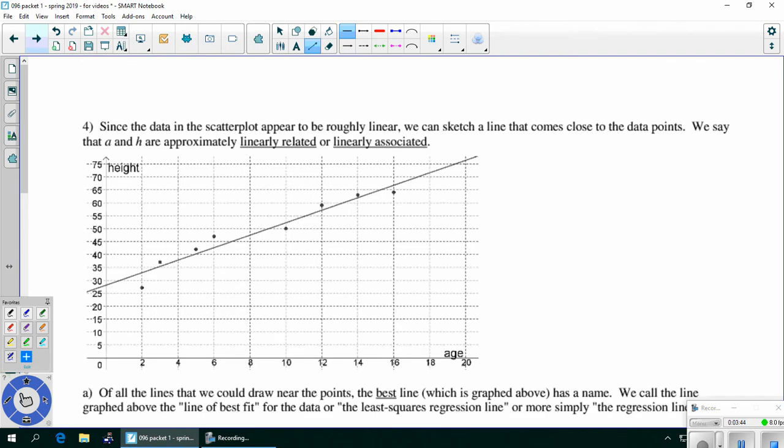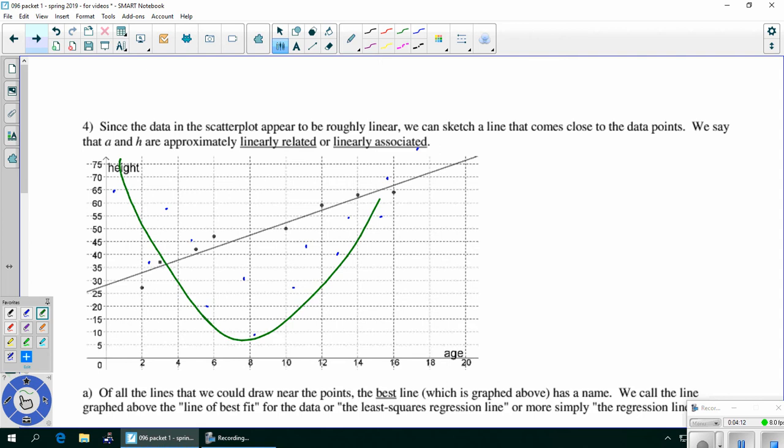Since the data in the scatter plot appear to be roughly linear, we can sketch a line that comes close to the data points. We say that A and H, that's age and height, are approximately linearly related or linearly associated. And I'll just say that these data points look like a straight line would go near them, as opposed to, for example, if we had data points that look like this, we would say, okay, that is not a straight line. Maybe there's some kind of a curvy thing that is roughly going through the middle of all those points.